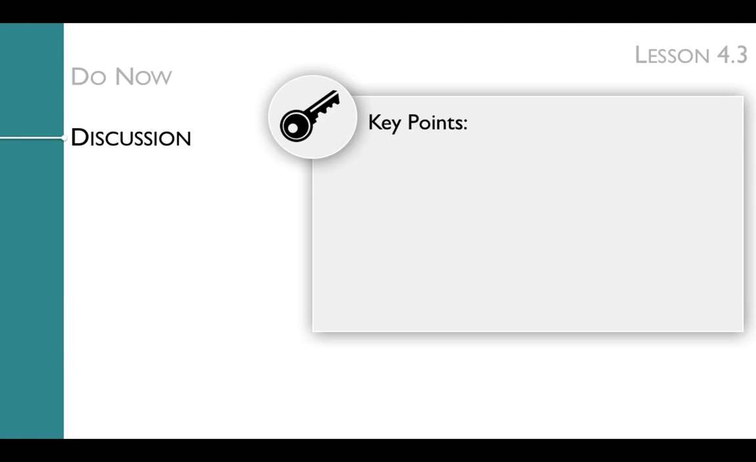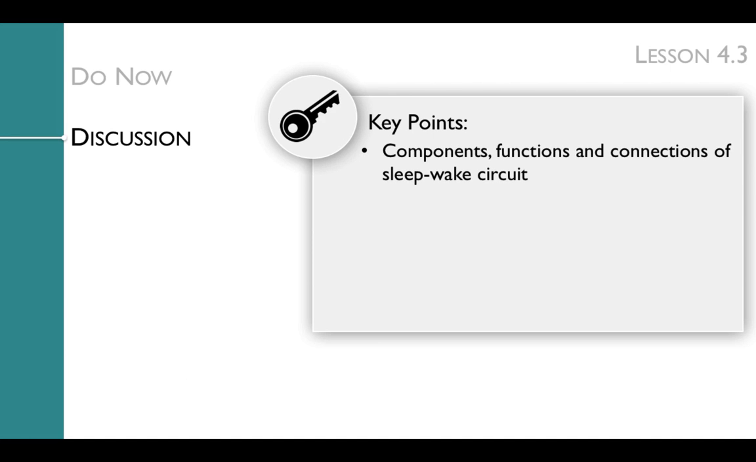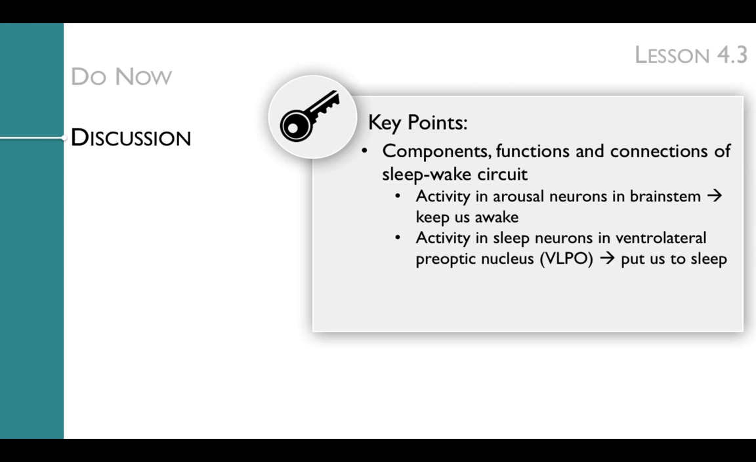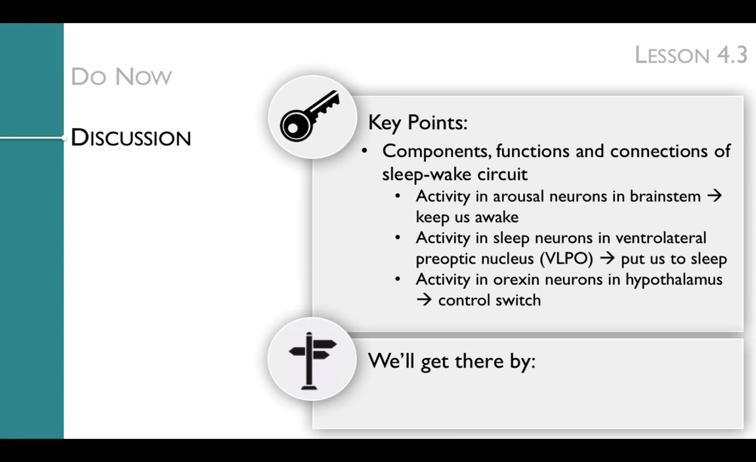The key points of the discussion are the components, functions, and connections of the sleep-wake circuit. That activity in the arousal neurons in the brainstem keep us awake, that activity in the sleep neurons in the ventrolateral preoptic nucleus, or VLPO, put us to sleep, and that activity in the orexin neurons in the hypothalamus work as a control switch. We'll get to these key points by watching and discussing a video, as well as with a Socratic discussion.